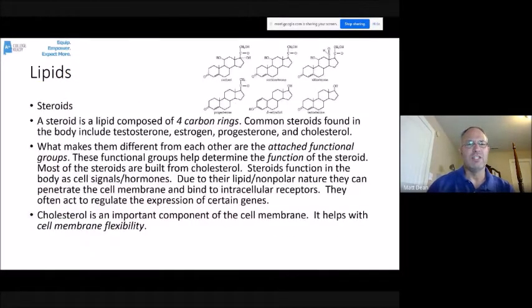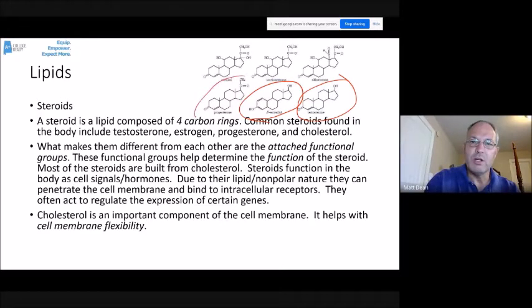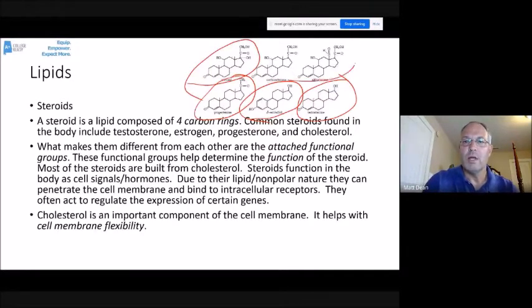We'll just mention steroids for today. So these are some common steroids found in the body. Here we see estrogen, sometimes called estradiol. Here's testosterone, progesterone, another female sex hormone. Here's cortisol, that's a stress hormone. Aldosterone and corticosteroids, or corticosteroid, other steroids important in the body.